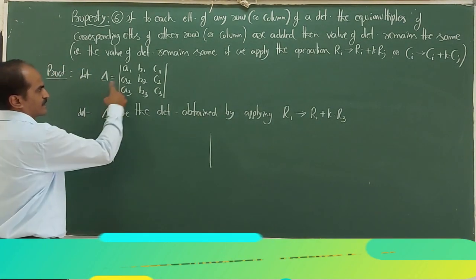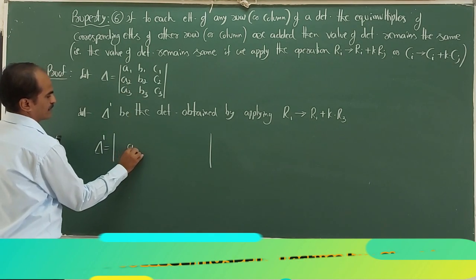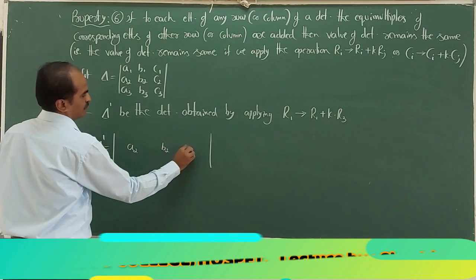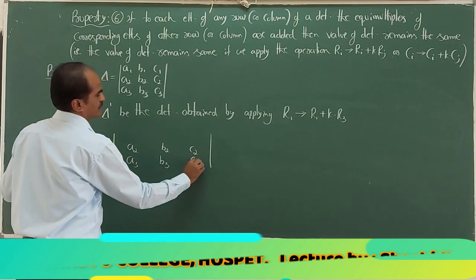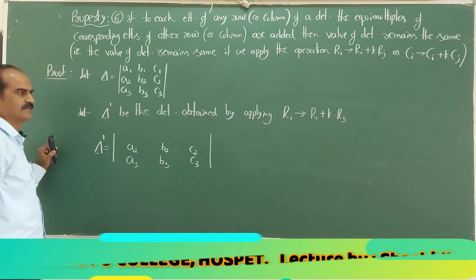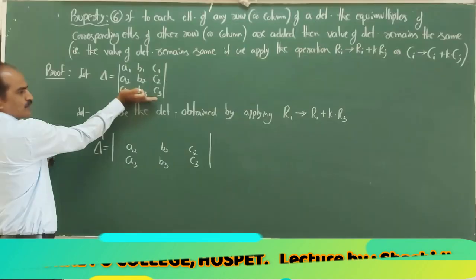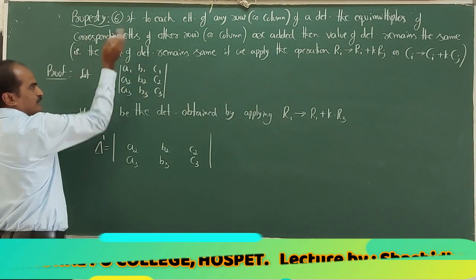I am not changing R2 and R3. Let them write as it is: A2, B2, C2. Third row, A3, B3, C3. What are the first row elements? Multiply third row elements by K, adding it to first row.